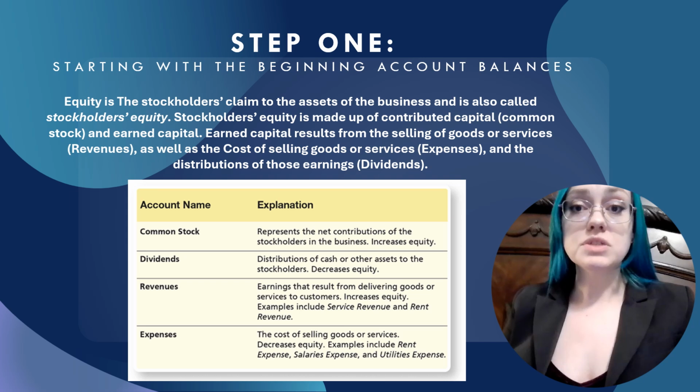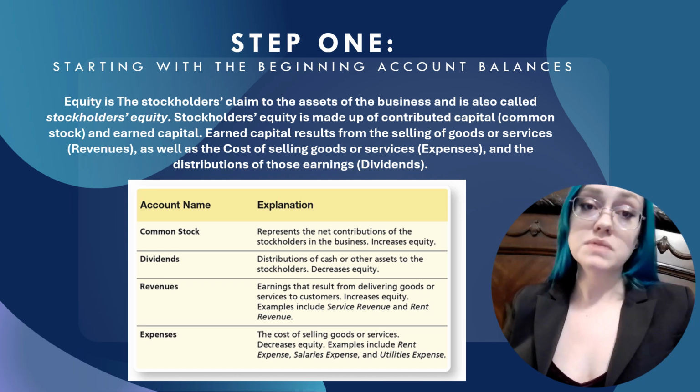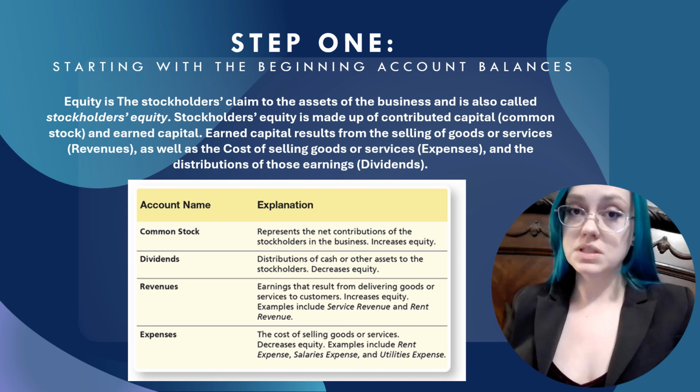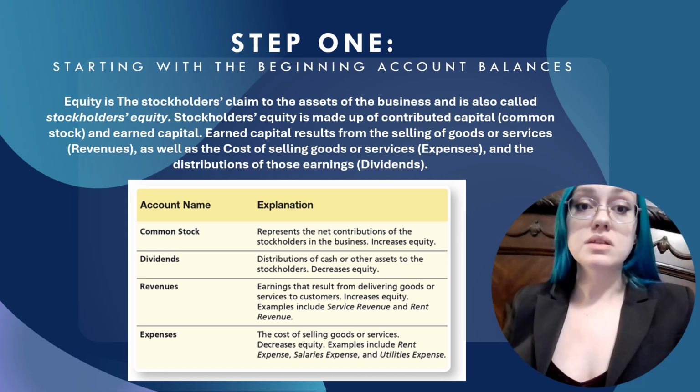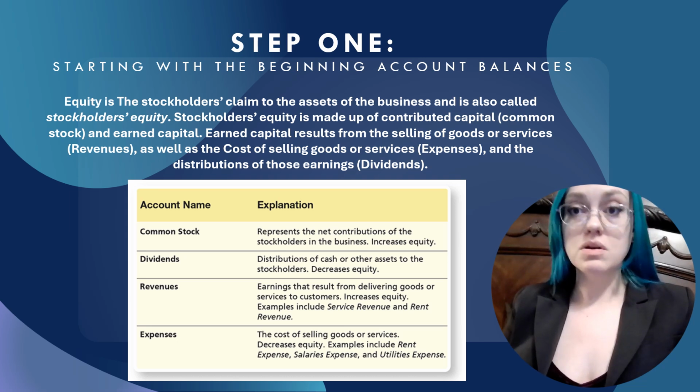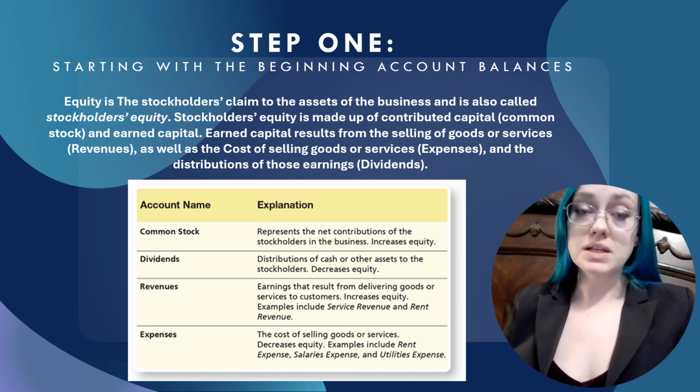Earned capital results from the selling of goods and services, or revenue, as well as the cost of selling goods or services, expenses, and the distribution of those earnings, called dividends. Dividends are paid out to the shareholders. Dividends and expenses are subtracted from the right side of the accounting equation.